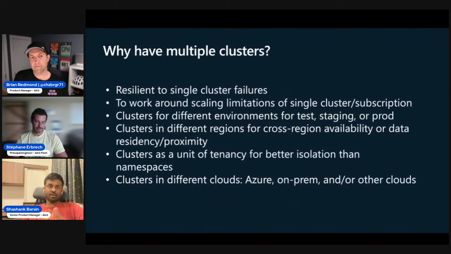In terms of why a customer would want multiple clusters, we've seen many reasons, but a few of the common ones are, one, for resiliency, so that one cluster going down shouldn't impact the entire application. Rather, they spread the application across multiple clusters so that these apps are resilient to single cluster failures. Next, we have seen a few customers with a large number of calls going to ARM also want to have different clusters across different subscriptions to get around these limits. Some users want to have different clusters in different regions for data resiliency and proximity purposes. Almost all our users have clusters in different environments: test, staging, and prod.